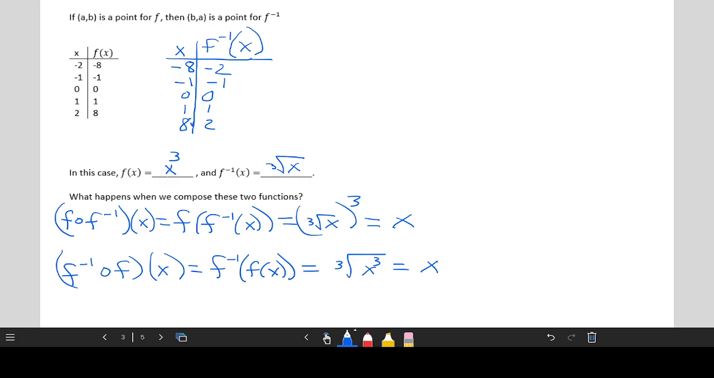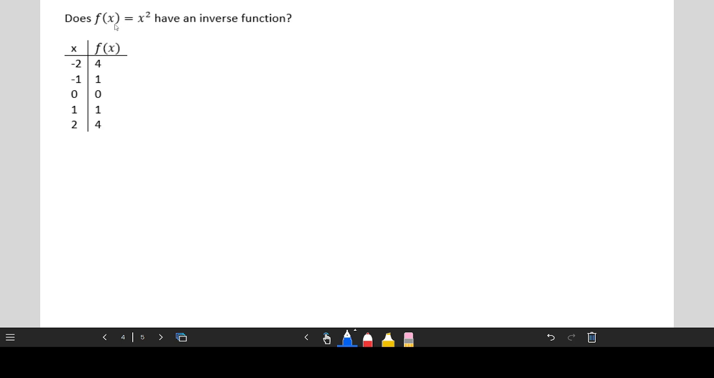Now, I mentioned earlier, not every function has an inverse that's a function, so we need to look at when that happens. So if we have just the function x squared here, I've written some of the values for that function. Let's find the inverse. We can always find the inverse. We can always switch the coordinates of all the points, and then the question is just, did we end up with a function or not?